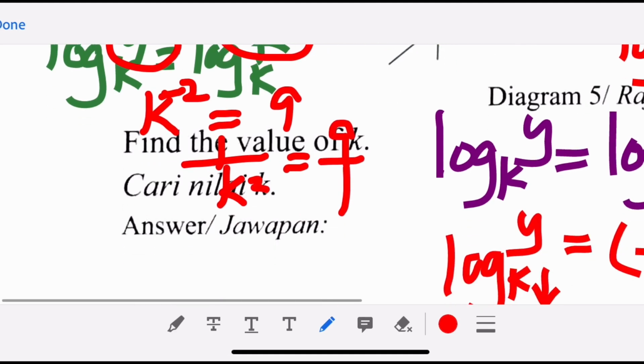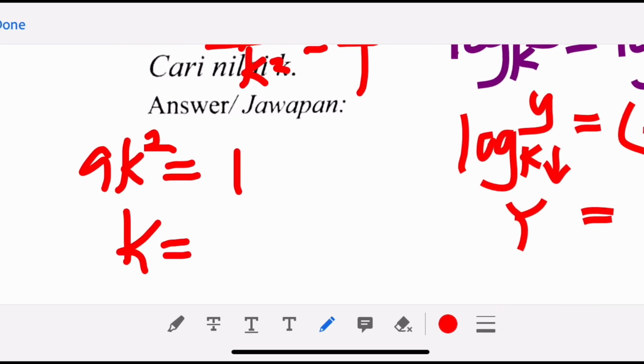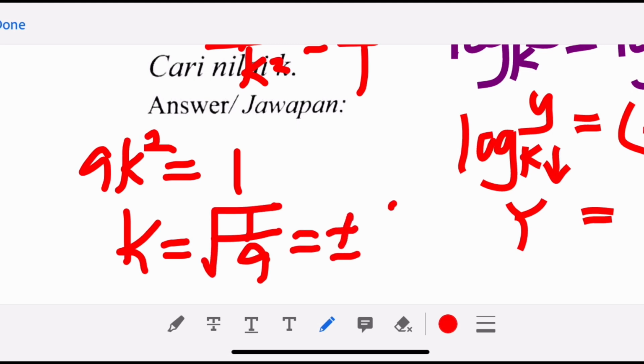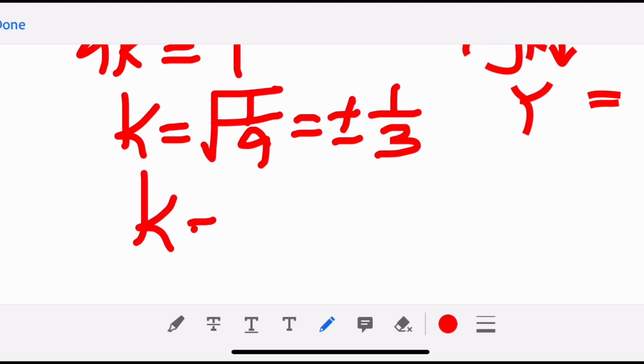K to the power of -2, you have to bring down, it becomes 1 over k squared equal to 9, and you cross multiply: 9k squared equals 1. So k squared is 1 over 9, take the square root. So you have two answers, right? But you must not leave the answer like this.